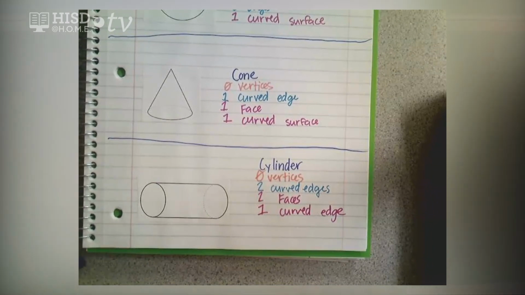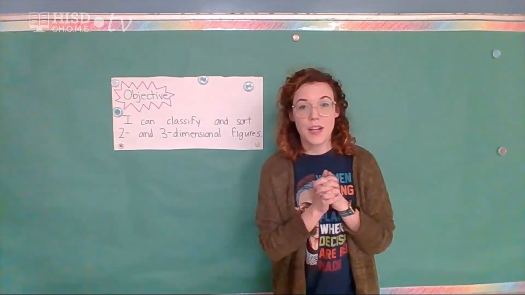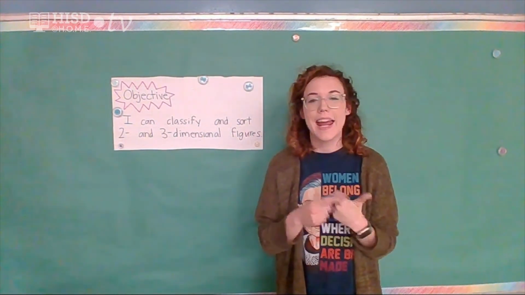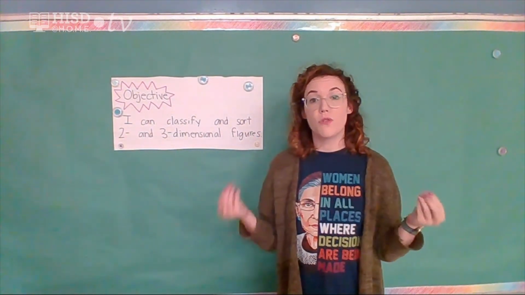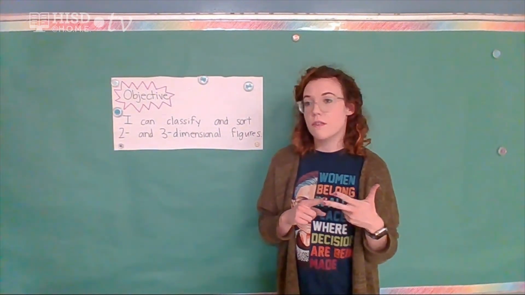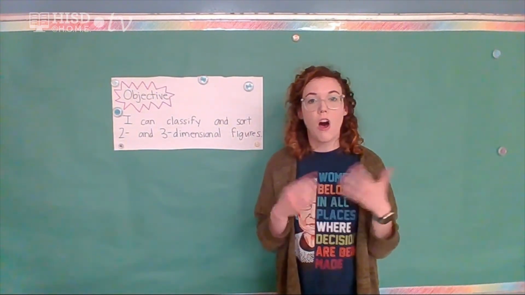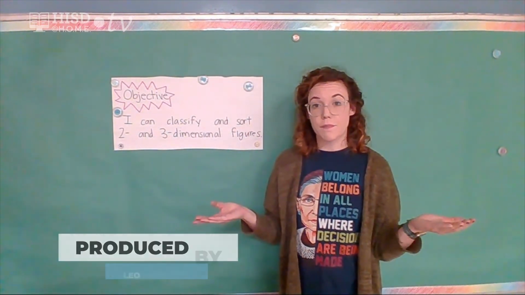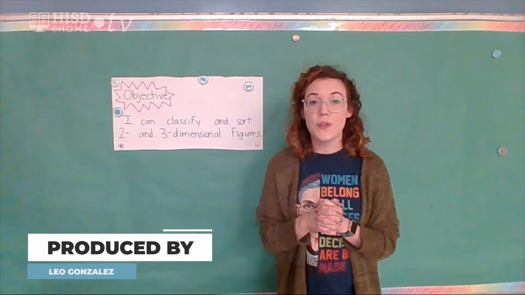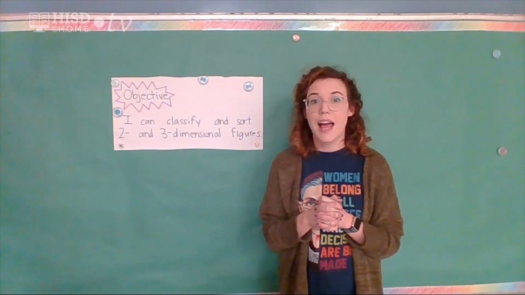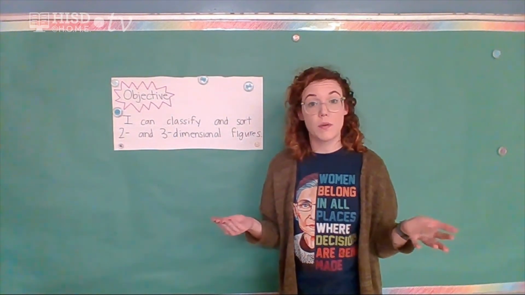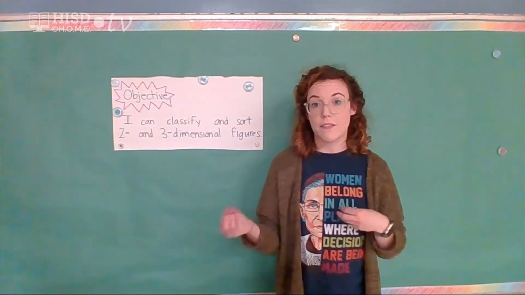All right, let's go back to our objective. Okay, so we just went over, like I said at the beginning, a few quadrilateral characteristics, and we really focused in on some three-dimensional figures. We learned a lot about prisms. We learned a little bit about cones, spheres, cylinders, pyramids, all different types of figures. So let's look at our objective again. I can classify and sort two and three-dimensional figures. So we did classify them. We didn't get to sorting them, so next week we'll end up sorting some more, seeing the differences between the two.